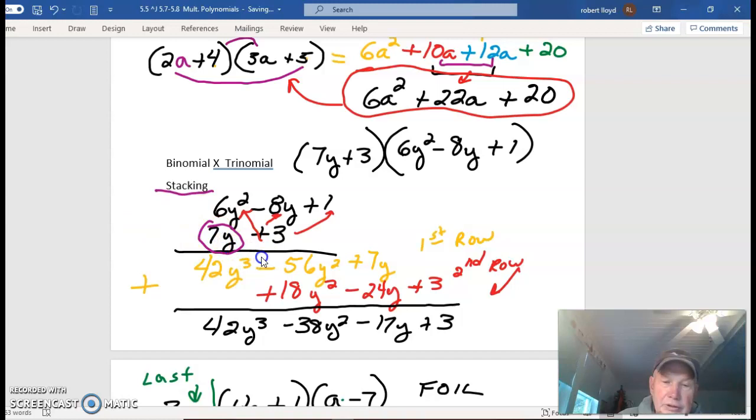If you do the stacking method, you can line them up so that you have common terms, and then they're easier to identify. You can string it out like this, but you're going to have a whole bunch of terms that you have to pick out the like ones from. Then you just combine the terms, and there is your answer.